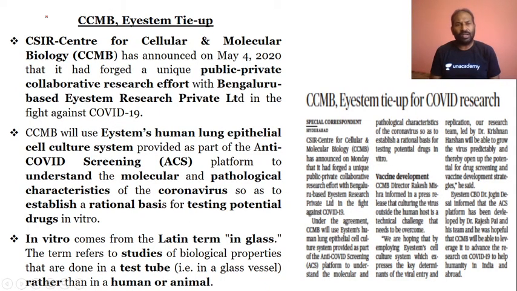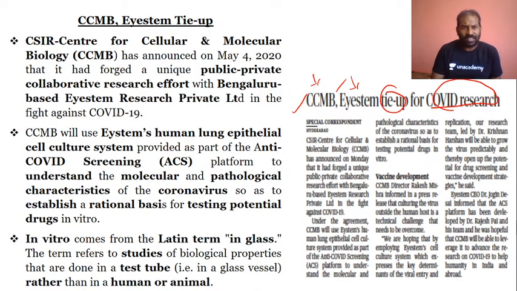CCMB is the Centre for Cellular and Molecular Biology. The Centre for Cellular and Molecular Biology, along with another company called iStem, has tied up and coordinated for COVID research. CCMB along with iStem, which is Bangalore based, have come together and are going ahead with the COVID research. So CSIR, CCMB has announced that they will go ahead with public-private collaborative research.